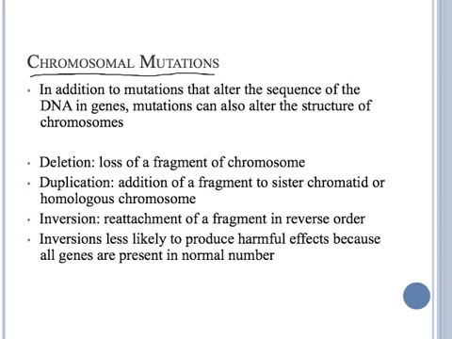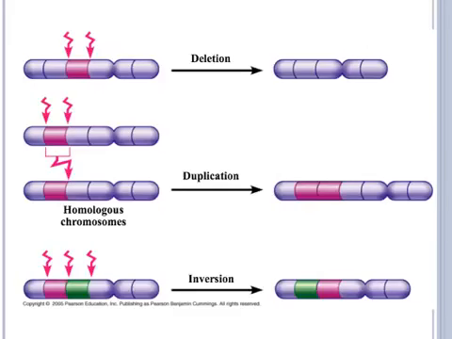So the types that we're going to look at are a deletion, where I delete an entire chunk of a chromosome, a duplication, where you duplicate an entire chunk of a chromosome, an inversion, where you take a chunk of a chromosome out and you kind of flip it over, you put it in the reverse order. And then there is also a fourth type called translocation that we'll see a little bit later on in this presentation. So let's look at some pictures of these.